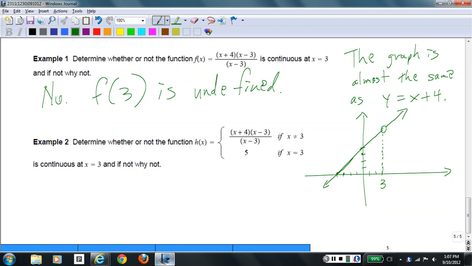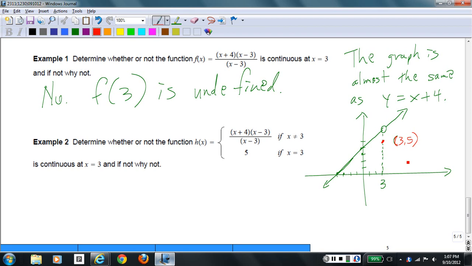Now example 2, not much more difficult to graph because it's defined using the same expression. If x is not 3, and if x is 3, it's equal to 5. So there's 4 right there. There's 5 right there. That's the point 3, 5. Is this continuous at 3? No, it's not continuous at 3.